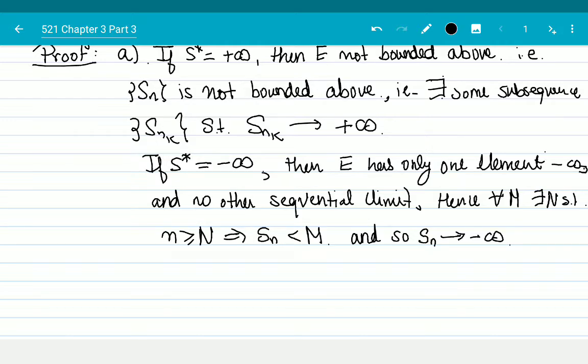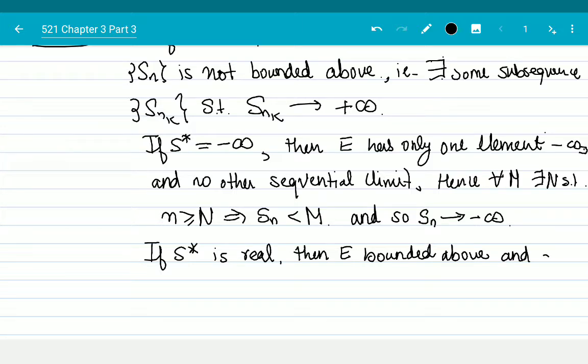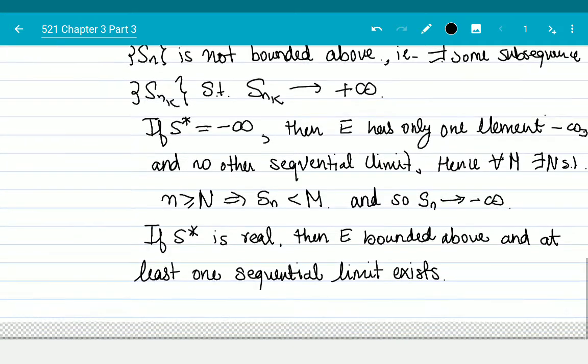In the final case, if S upper star is real, then E is bounded above, and at least one sequential limit exists.